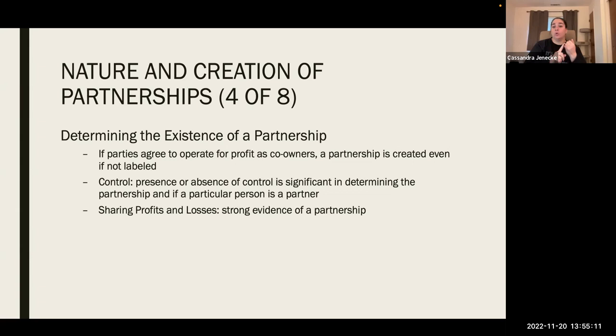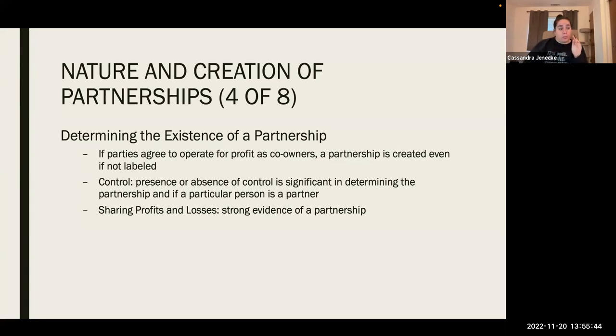They're going to look at who controls what within the organization. The presence or absence of control will be a very significant determining factor about whether or not a partnership existed and whether a particular person is a partner. This type of evaluation will also be important if you have individuals who are claiming to be partners, maybe de facto partners who weren't named in the original agreement, but they have been acting or exercising partnership control.